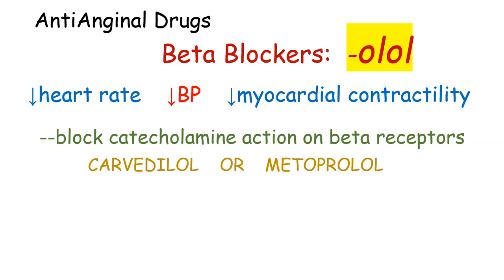Now, here's just two examples. You'll notice they end in -olol, and carvedilol is the -ilol, but these are the most common two that are used for angina. You're going to find a lot of drugs that not only help your heart for angina, but also lower blood pressure and have additional benefits. Carvedilol is the most significantly prescribed beta blocker for congestive heart failure, for angina, and for blood pressure.